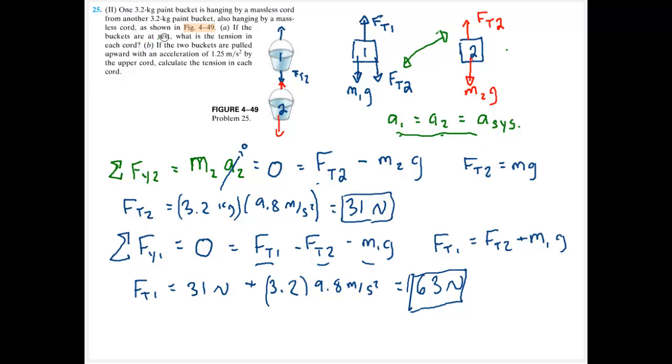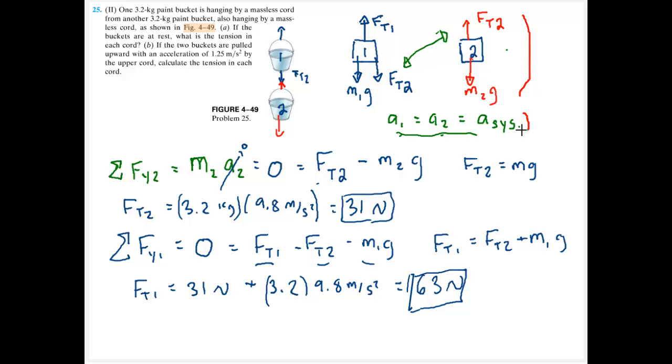Now, to solve the second part of this problem, if the two buckets are pulled upwards with an acceleration of 1.25 meters per second squared by the upper cord, calculate the tension in each cord. Now this is actually going to be fairly similar. I mean, the free body diagrams all stay the same.